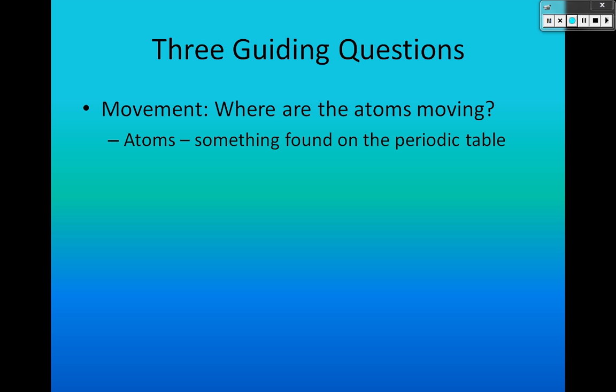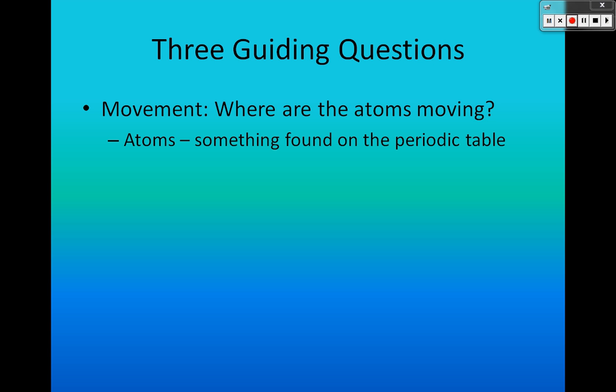Atoms are something that's found on the periodic table. If you look at a periodic table, and if you don't have one, simply Google periodic table and take a look. Something that's found on the periodic table is an atom. So if you have one particle of, say, oxygen, that is an atom of oxygen. Water, you'll notice, is not found on the periodic table, so it's not an atom. It's a combination of atoms. Carbon dioxide is not found on the periodic table, so that's clearly not an atom. It, again, is a combination of atoms.